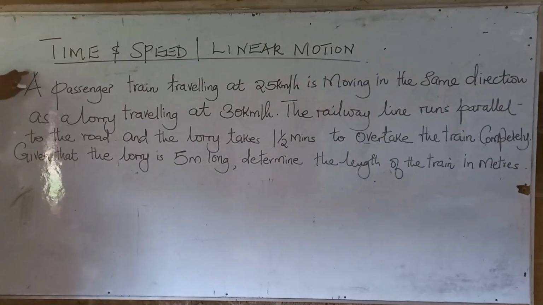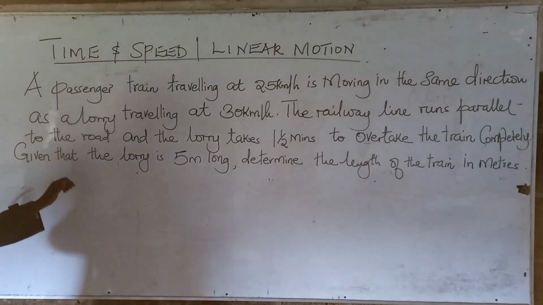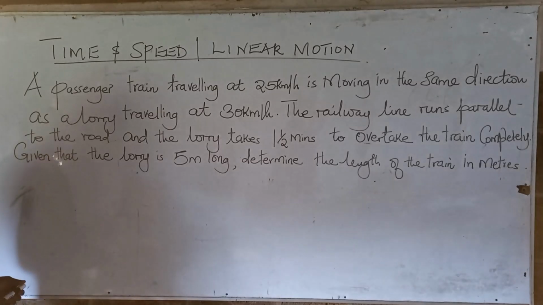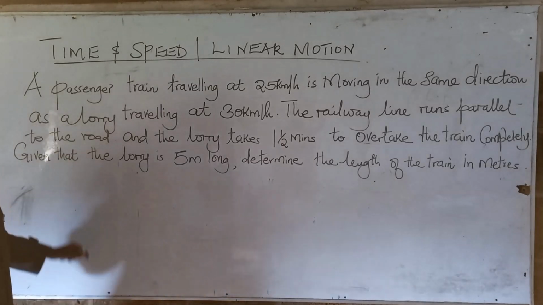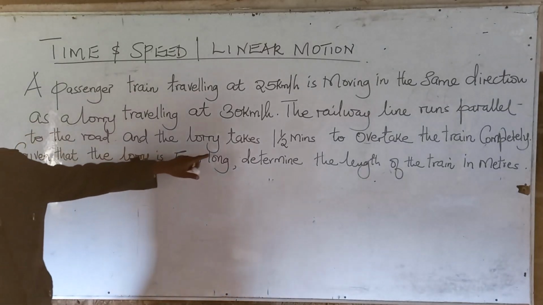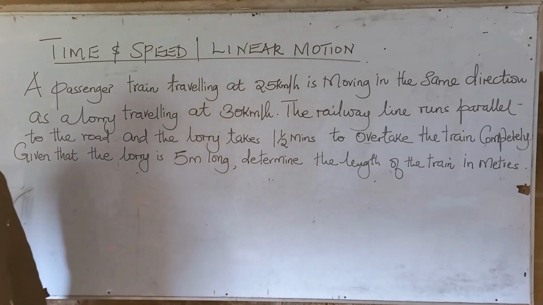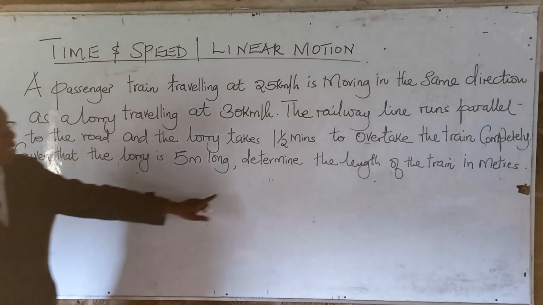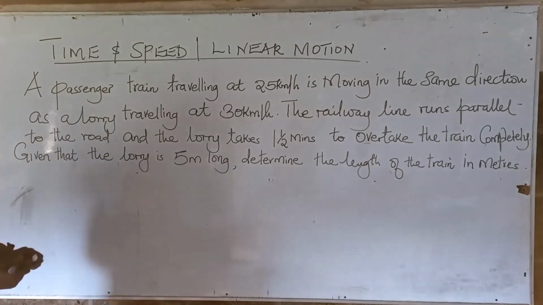Let's solve this question on time and speed, and it involves linear motion. A passenger train travels at 25 kilometers per hour, and it is moving in the same direction as the lorry, traveling at 30 kilometers per hour. The railway line runs parallel to the road, and the lorry takes 1.5 minutes to overtake the train completely. Given that the lorry is 5 meters long, determine the length of the train in meters.